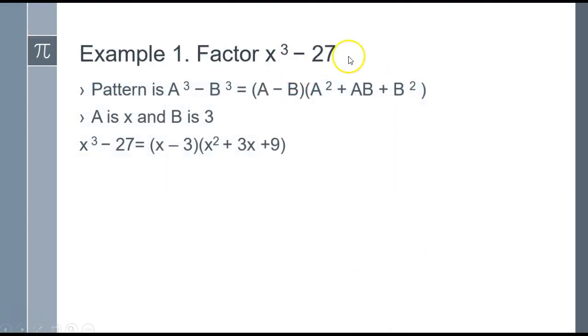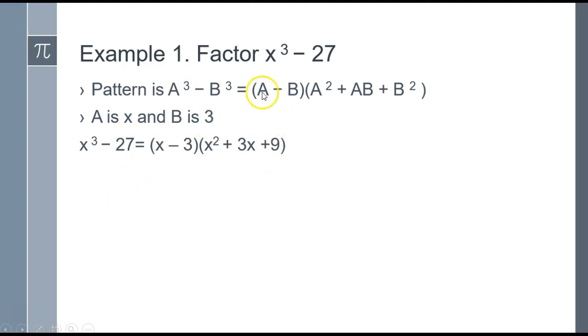So I can recognize I have the difference of two cubes here. The x cubed, that's given to me, because I have an actual exponent of 3, which means I have something cubed. The 27, I would have to recognize that, oh, wait a minute, 27 is 3 times 3 times 3, so it is 3 cubed. So what I have is x cubed minus 3 cubed. So a is x and b is 3.